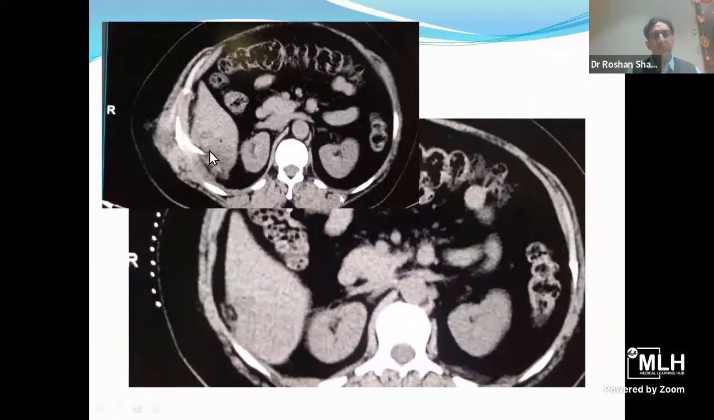This is another case of an RFA. This was the lesion, and in the follow-up scan, we are not clearly able to see the lesion.